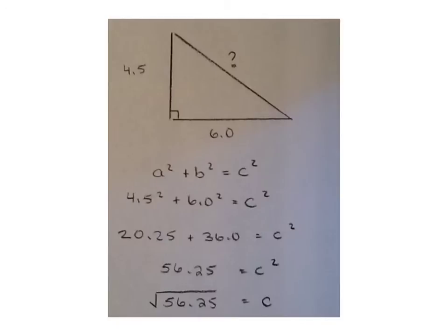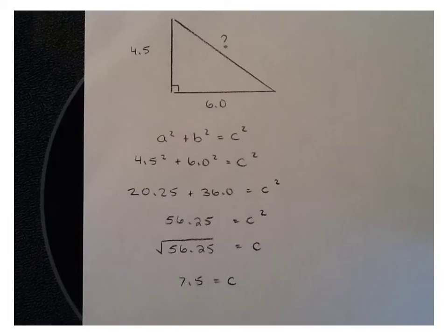Because 56.25 isn't c, it's actually c squared. And we don't want c squared, we want c. So, to get c, we need to undo the square, which means we take a square root. So we'll take a square root of both sides. That gives us c on one side, and then the square root of 56.25 on the other side. And lastly, we use our calculator to work out the root of 56.25, and that gives us 7.5. So our answer for the hypotenuse will be 7.5 units.